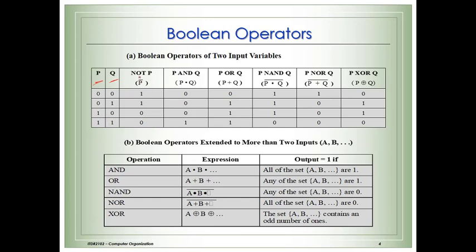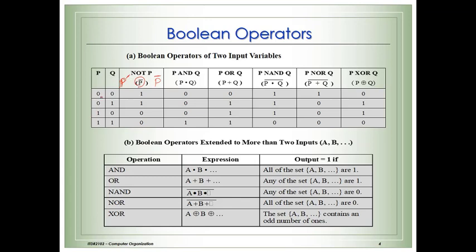So first let's go and discuss the NOT operator, NOT P. This NOT P can be represented by using the symbol P with a bar over it. Correct? So this is called NOT P. Sometimes this is also represented as P with a single quote. So here this is called P not.